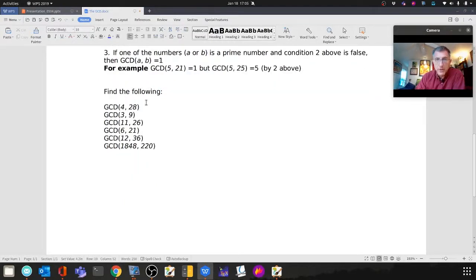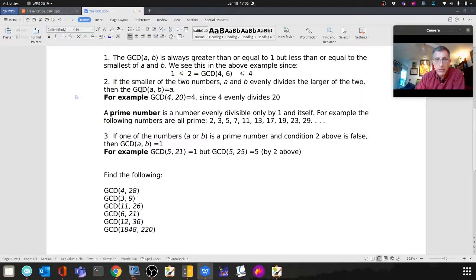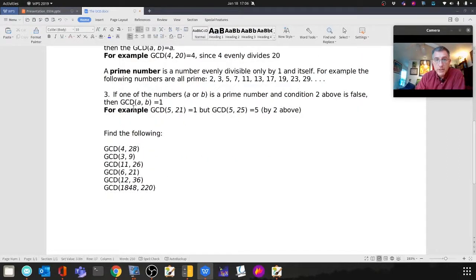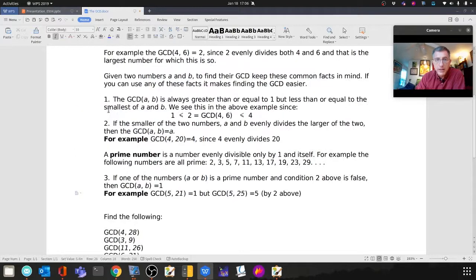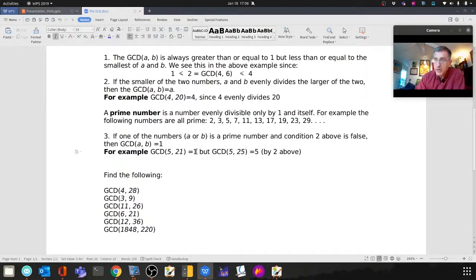So here's the third big hint. If one of the numbers, A or B, is a prime number, and condition 2, this one right here, is false, then the GCD of those two numbers is 1. So for example, the GCD of 5 and 21 is equal to 1. Notice 5 is prime, but 5 does not evenly divide 21. That's condition 2, so condition 2 is false. So it's equal to 1.